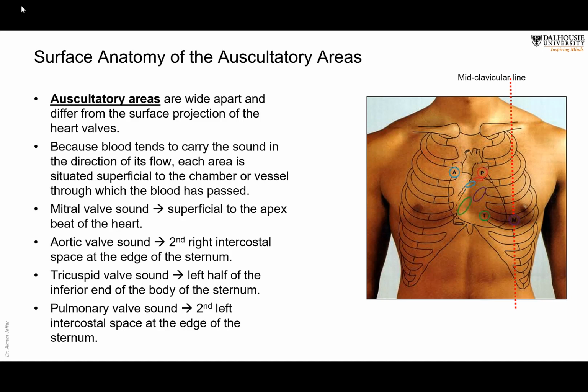Now you can easily localize these locations by feeling the sternal angle and counting the ribs. So these are the auscultatory areas. They are widely separated from each other. You have one here, one there, one here, one there.